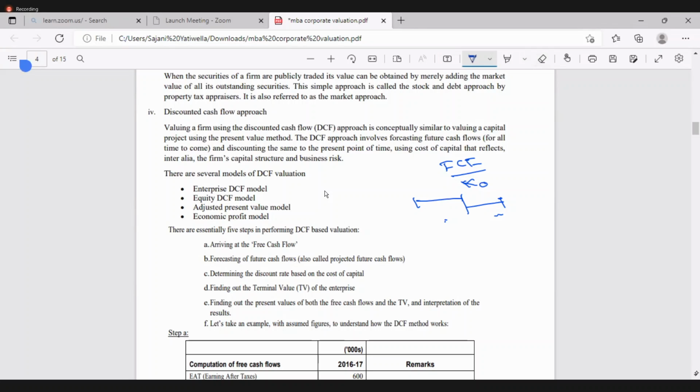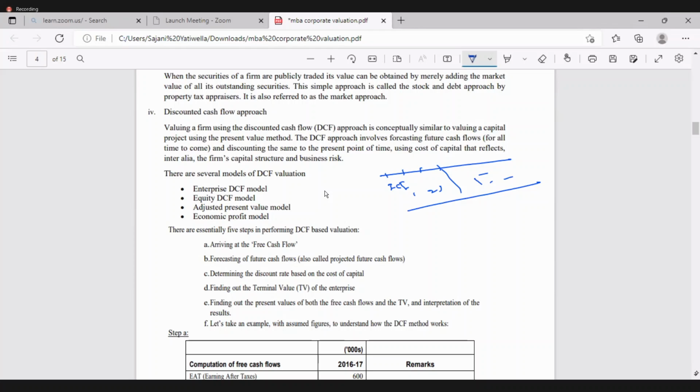Now, trying to get the idea here. The company generates some free cash flows in future time periods. For the first periods, you can certainly estimate the free cash flow: 1, 2, 3, like that. Then starting from another period, we can forecast that value also, and then get the value.